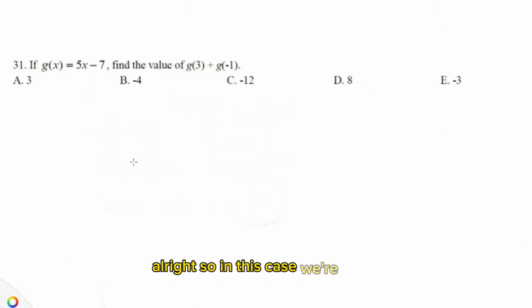Alright, so in this case, we're given two numbers inside these parentheses. So how do we know which one to choose? Well, actually, we use both. So we're going to do this one, so g of 3, and we're going to put this in for x first, and we're going to solve that, and then after that, we're going to put g of negative 1, so this negative 1, in for x second, and solve for that. And then we just add up whatever the answer is.